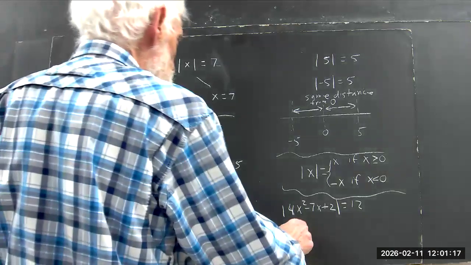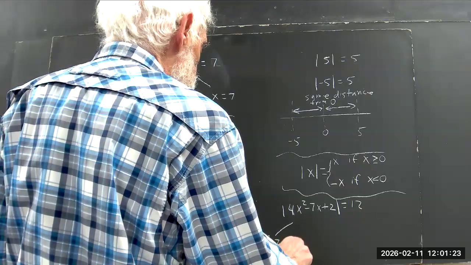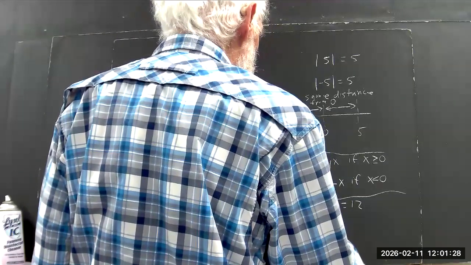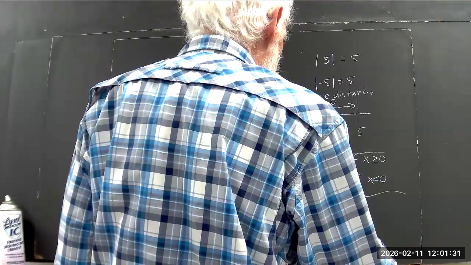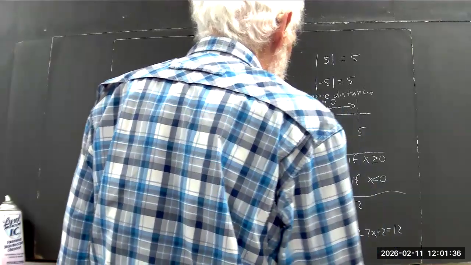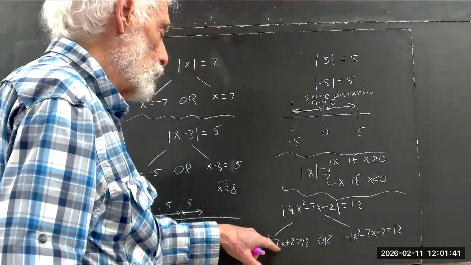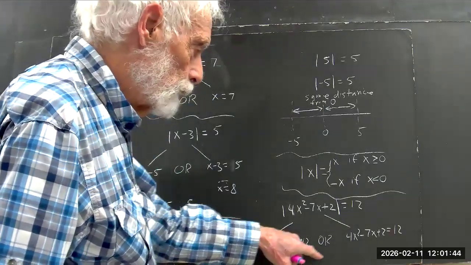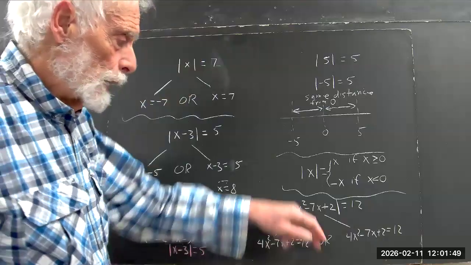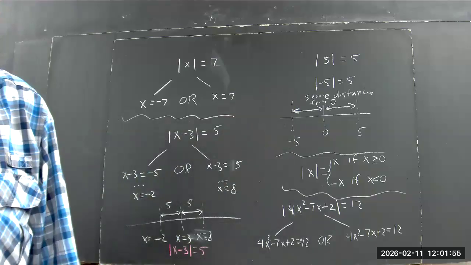The first step is you write 4x squared minus 7x plus 2 equals negative 12, or 4x squared minus 7x plus 2 equals 12. You put an or between them. Doesn't really matter which one's negative and which one's positive, but I've been doing the negative first, so I'm going to be consistent. Okay.